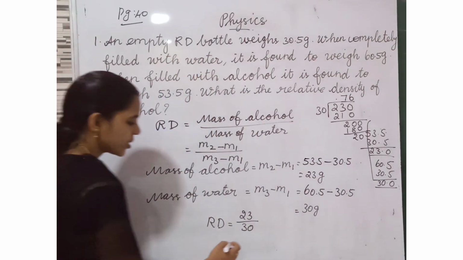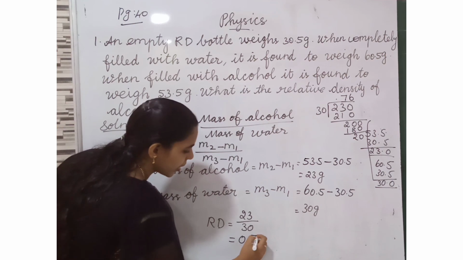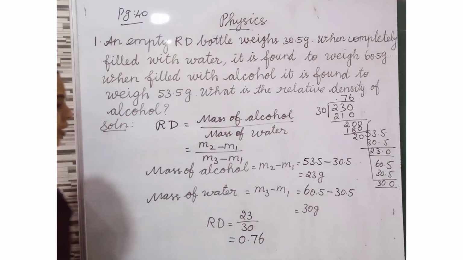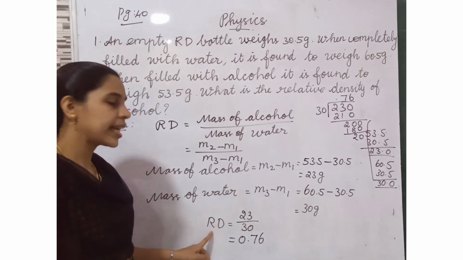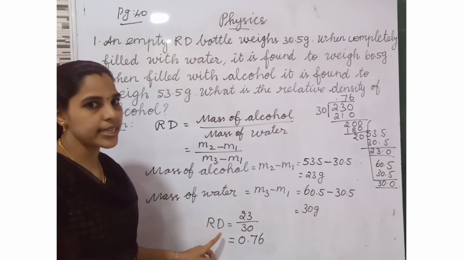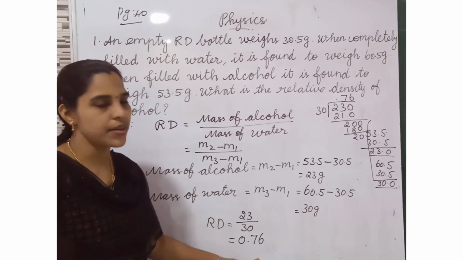Okay. What is the answer now? Relative density is equal to 0.76. Okay. What is the unit? There is no unit for relative density. Okay. Relative density has no unit. So the answer is 0.76.